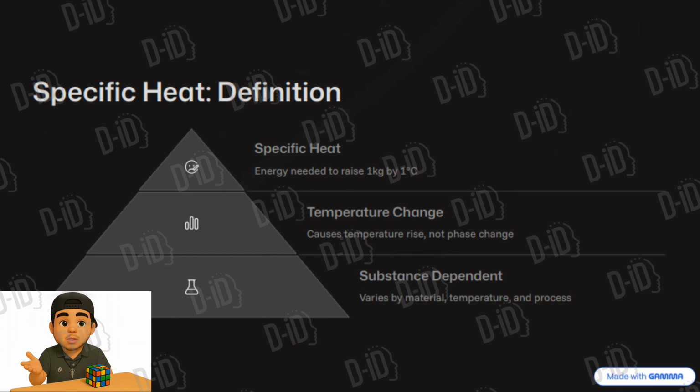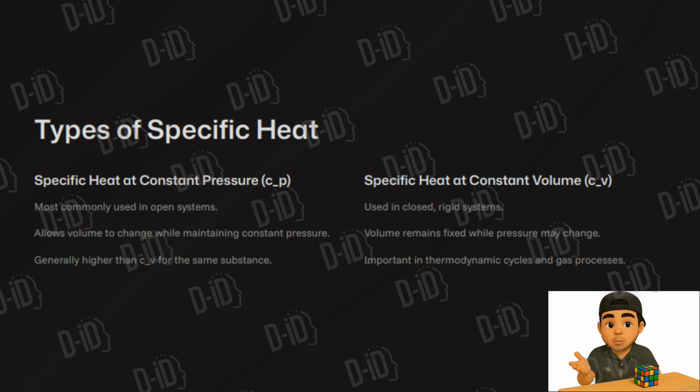And specific heat has two main types. The one type is specific heat at constant pressure, and the second type is specific heat at constant volume. The specific heat at constant pressure is most commonly used in open systems, allows volume to change while maintaining constant pressure, generally higher than CV for the same substance.